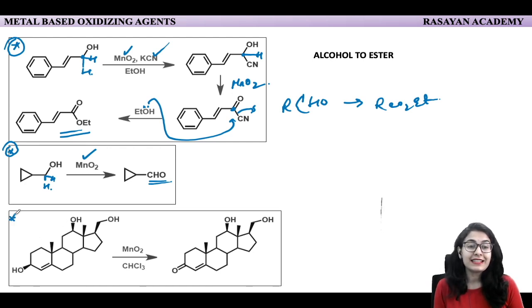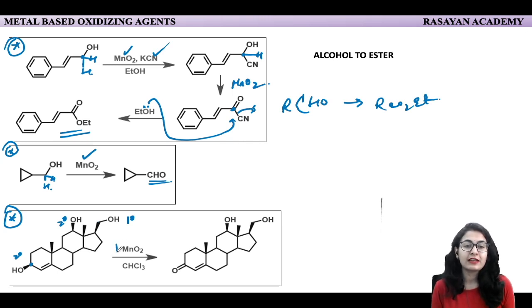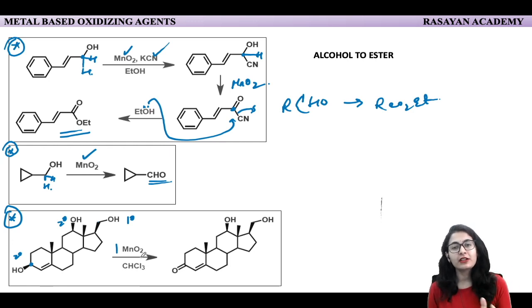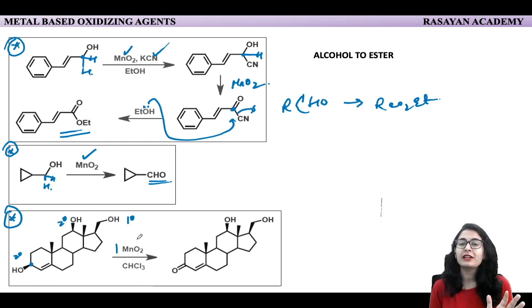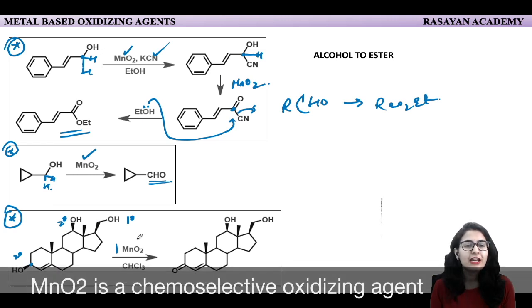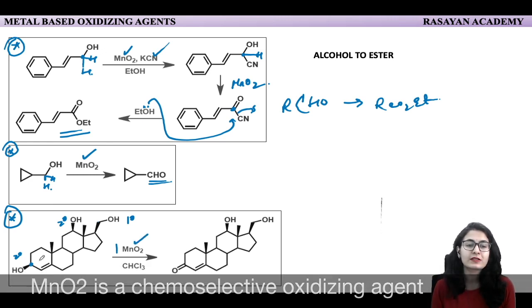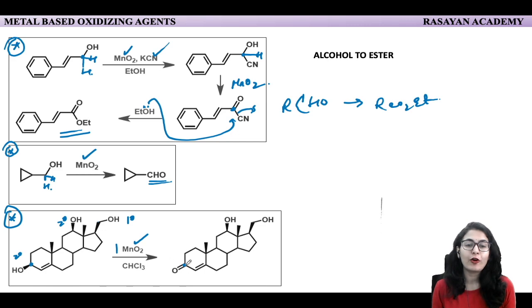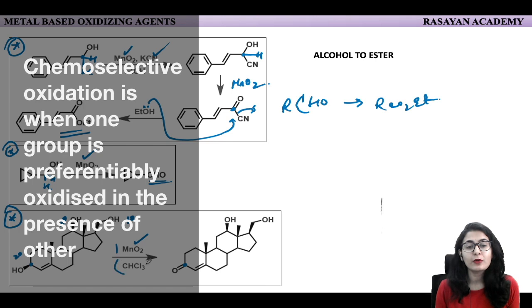Now in the last example, you see there are three alcohols. This is a primary alcohol, this is a secondary alcohol, and this one is a secondary and allylic alcohol. So naturally, which one will be oxidized? The equivalent is not mentioned, but when you are having such a choice, you are definitely going to understand it is a chemoselective oxidation. So MnO2 oxidizes the secondary allylic alcohol to the alpha beta unsaturated ketone molecule in the presence of chloroform.